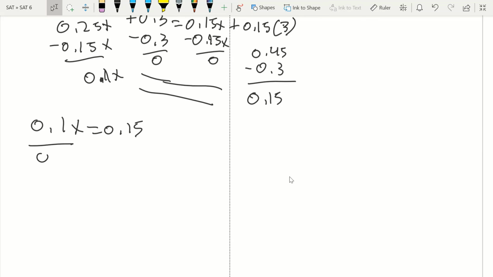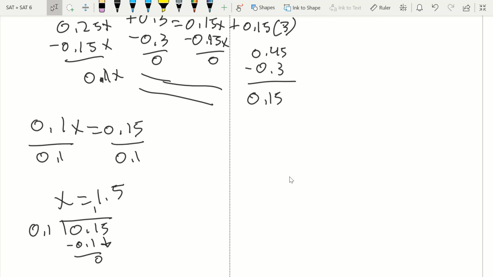Alright, now we just divide by 0.1 to solve for x. 0.1 times what equals 0.15? We know that that will be 1.5. And if you need to do long division, that's fine as well. You do 0.1 over 0.15. 0.1 goes into 0.1 one time. Remainder of 0, we drop our 5 down. We know that 0.1 goes into 0.5 5 times. We get our answer of 1.5. This could also be written as 3 over 2.